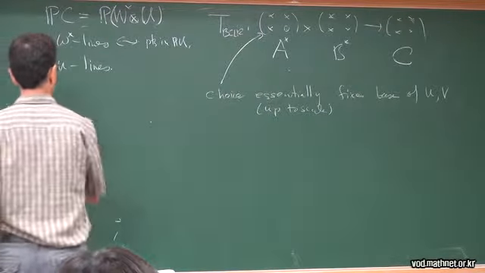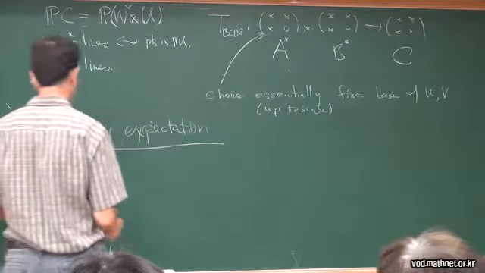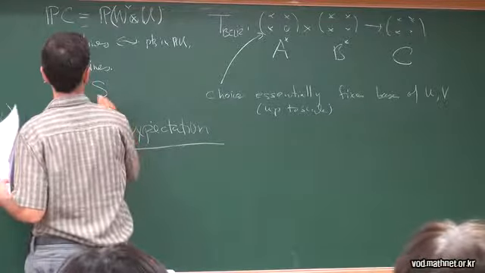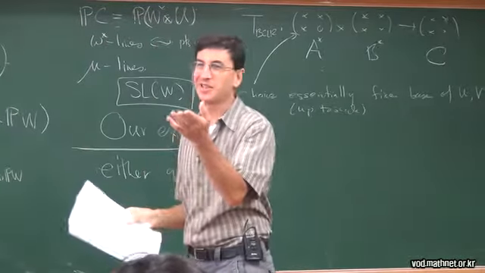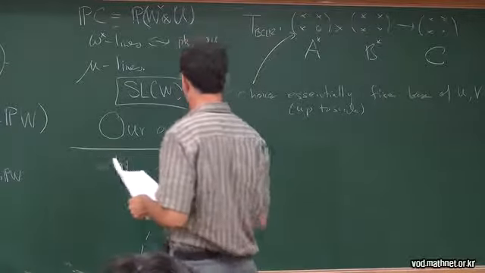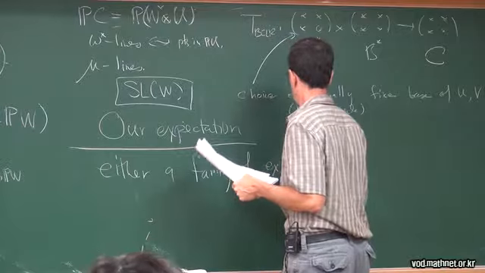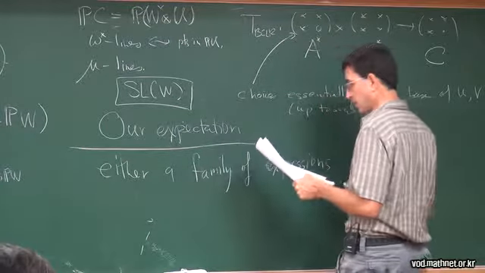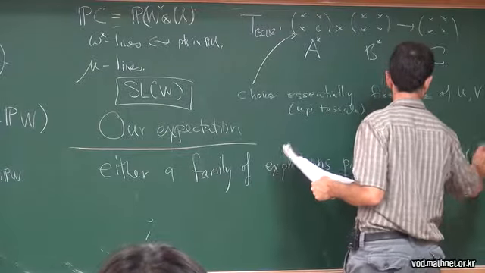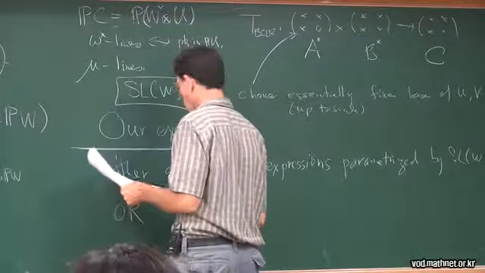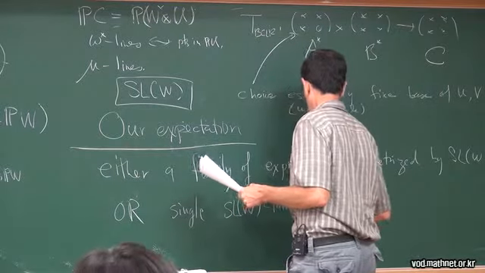Now, our expectation, since we only have this SLW freedom, is we would either, and now this is going to give the opposite answer to your question this time, so either a family of expressions, and by expressions I mean curves in a Grassmannian, parametrized by SLW, or a single SLW invariant expression.